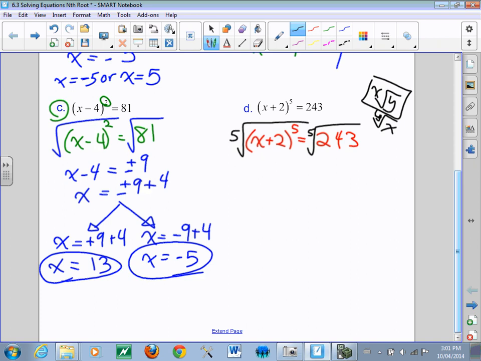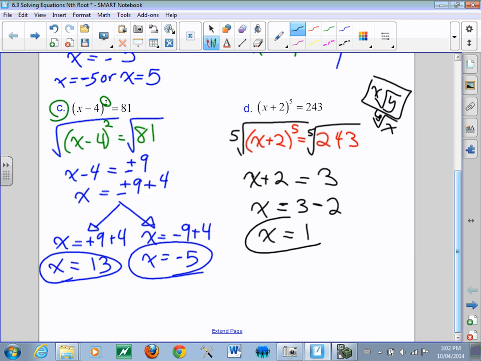All right, so what do we have left? We have x plus 2 on the left side, and you don't technically need the brackets because that's all there is on the left side, so just erase them. There we go. So we're left with x plus 2, and in your calculator, plug in the fifth root of 243, and you should get 3. Then to solve it, you are going to know that x equals 3 minus 2, and x equals 1.